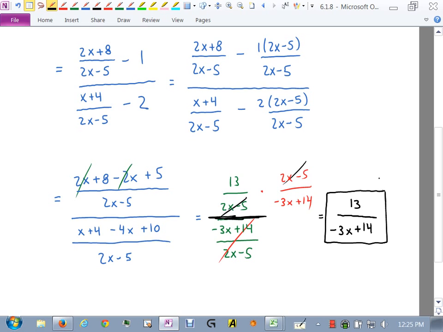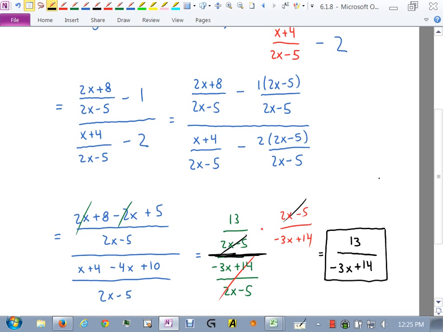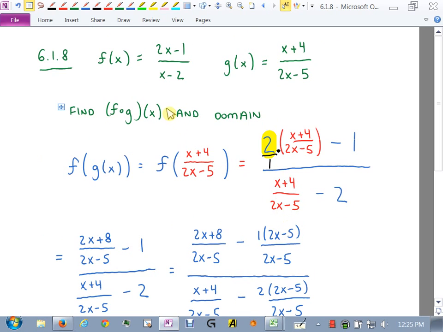Now domain. So let me get to the domain. I think the best thing is for us to just revisit F and G by themselves at the top. What was the domain restriction on F? X could not be 2, right? What about the domain restriction on G? X could not be 5 halves, right?